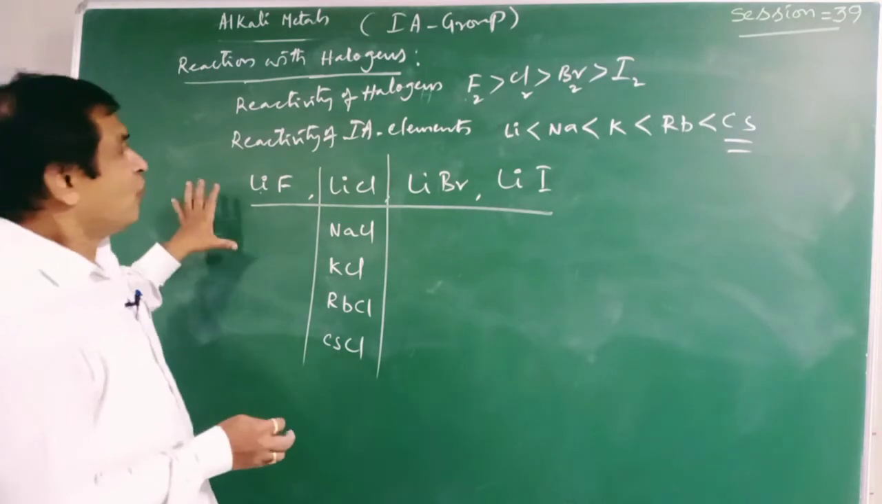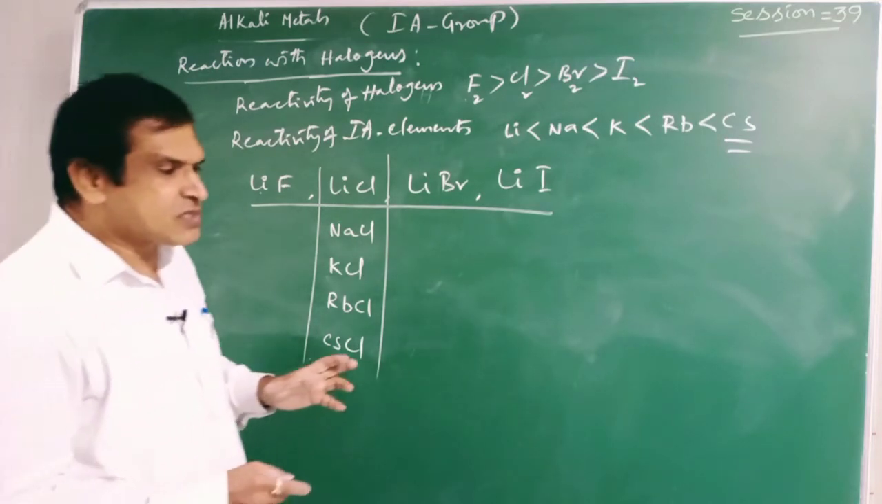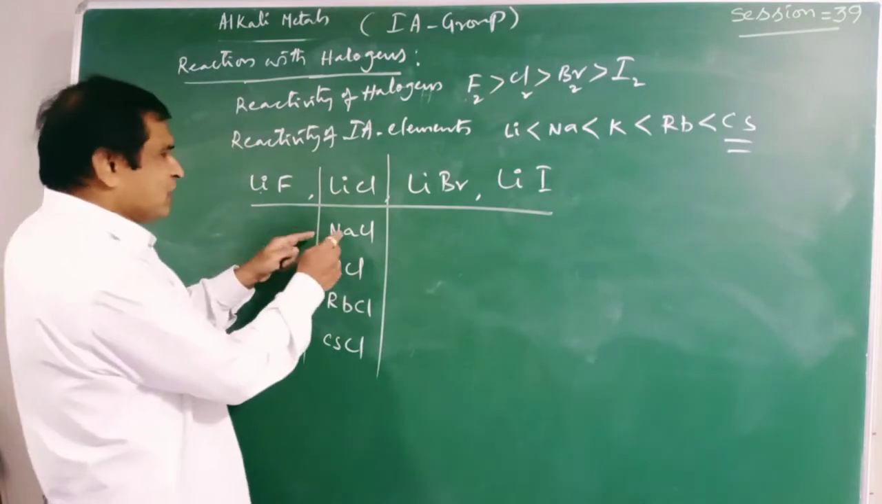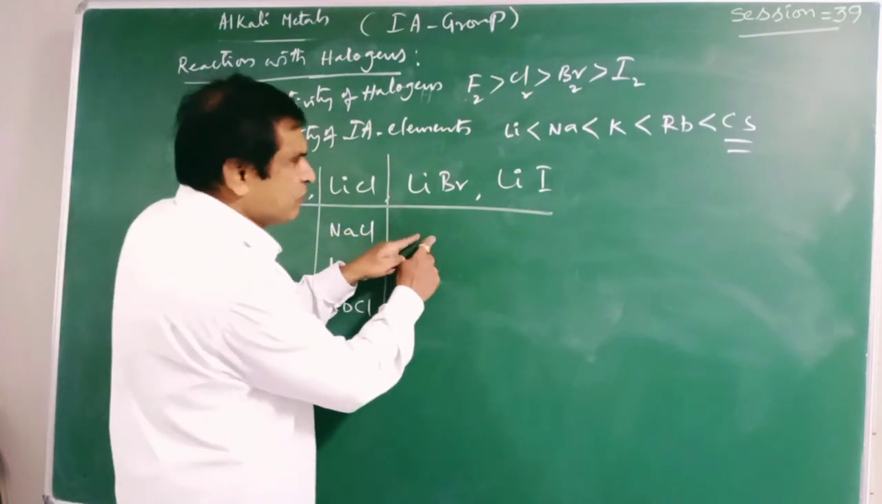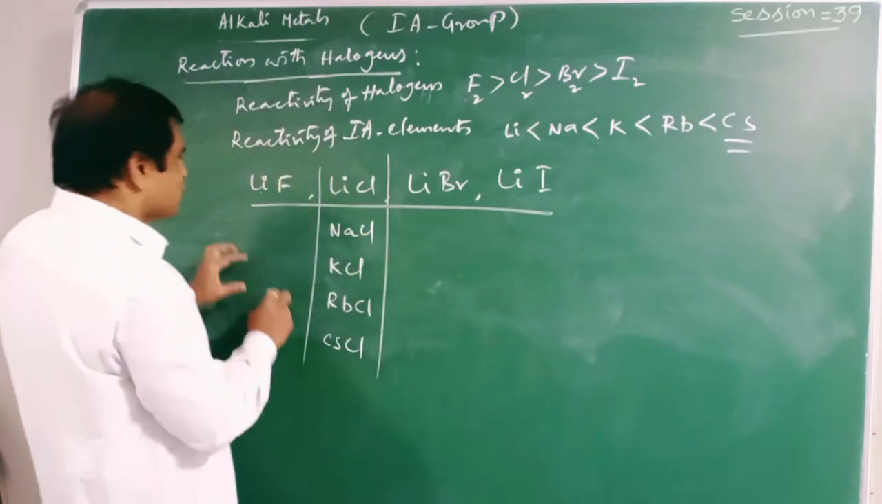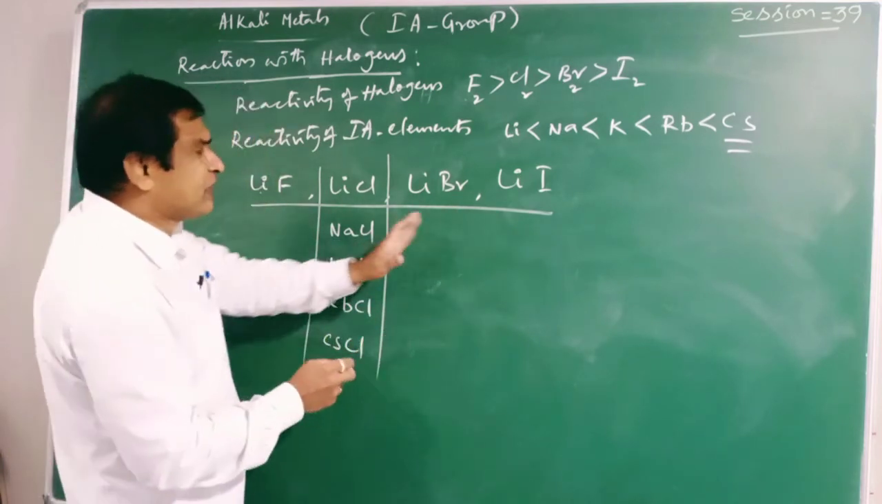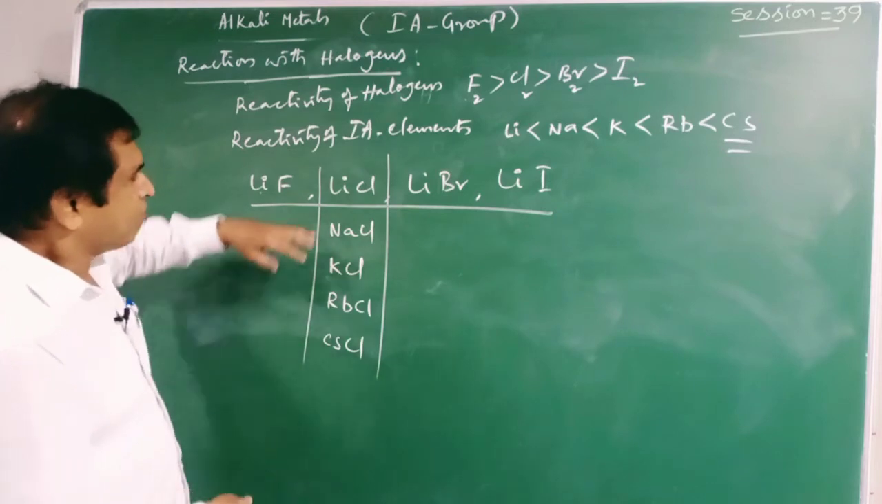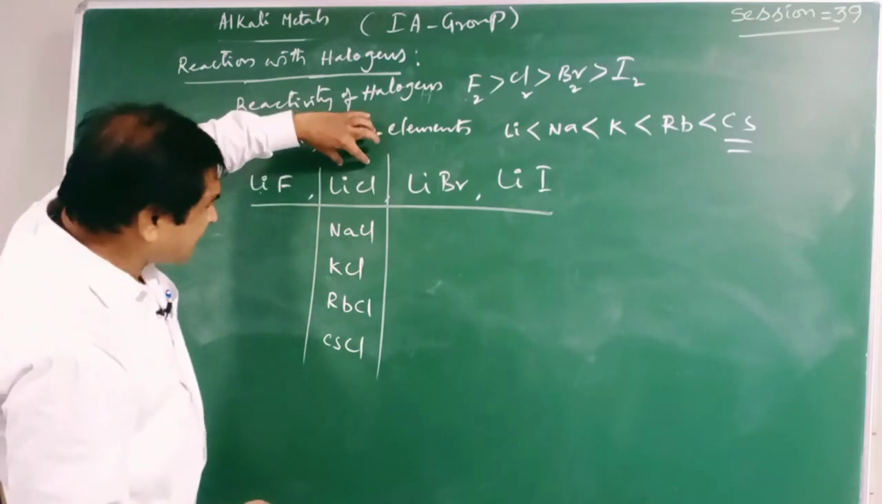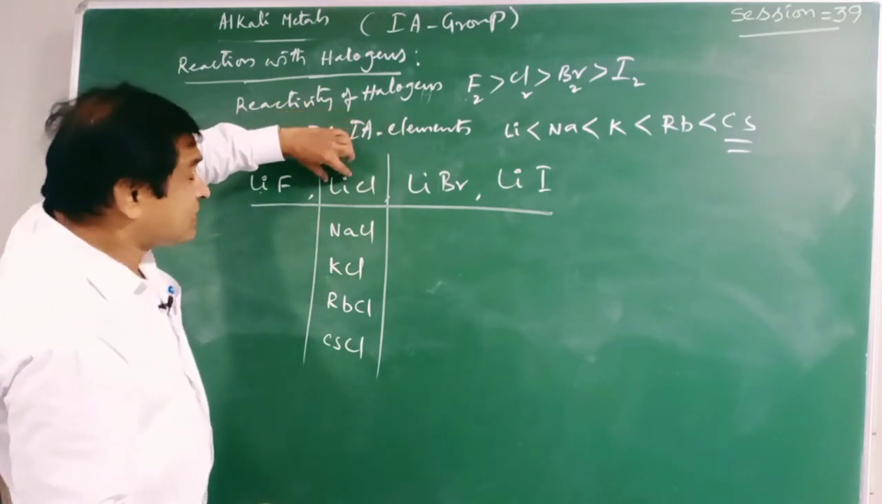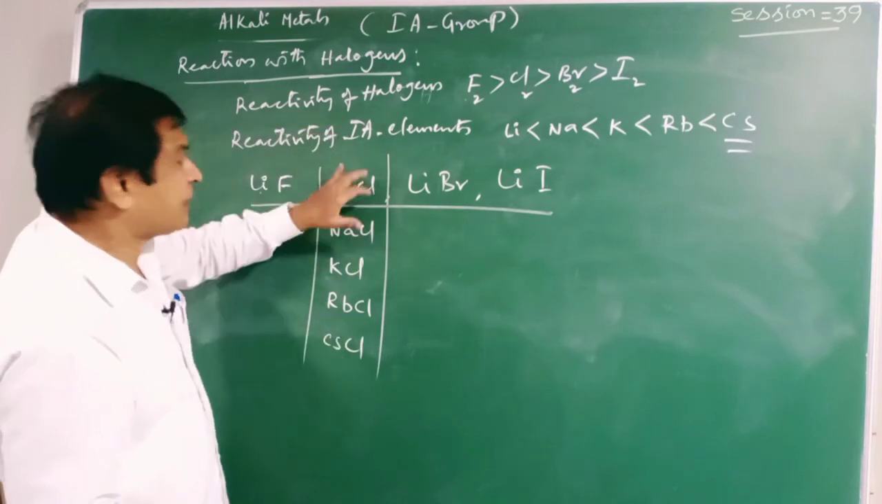Now we should observe. Similarly we have sodium fluoride, sodium chloride, sodium bromide, sodium iodide. So those are halides of different alkali metals. And this is a particular halide, that is, halides of alkali metals with a particular halogen.